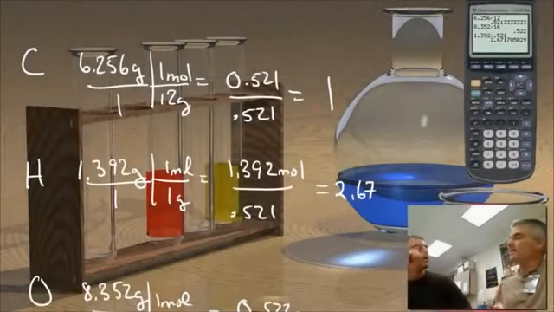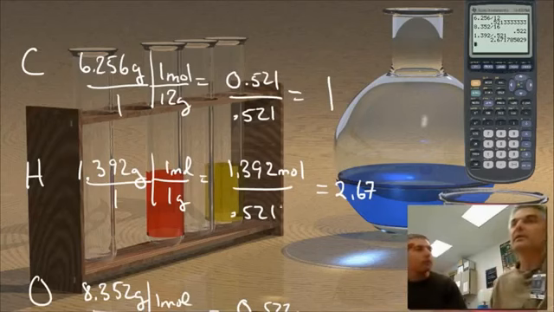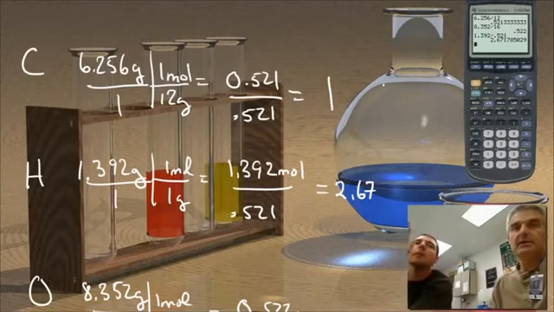Times till whole. Oh, we didn't do that last time. The last step, they were already whole numbers. We had 1, 1, and 4. Here we don't have a whole number. So here's a few little tricks when you need to multiply by whole numbers.